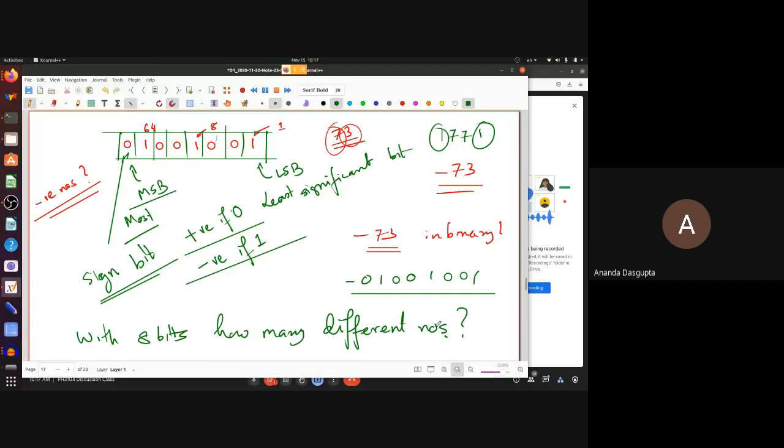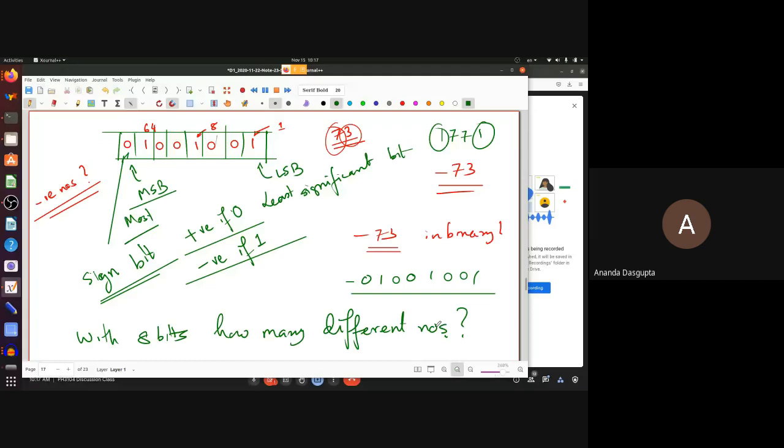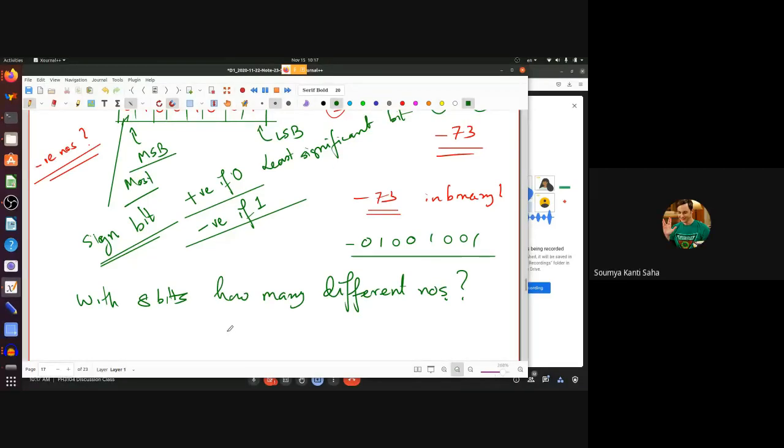Yes, that should be easy. 8 bits, each of which can take value 0 or 1. So, how much? 2 to the power 8. That's, of course, in decimal, our standard way of talking about things, 256 numbers, right? Which is, of course, rather low. That is why you have to go to 32 bits or 64 bits in modern computers. With 8 bits, you have only 256 different numbers. That's it.